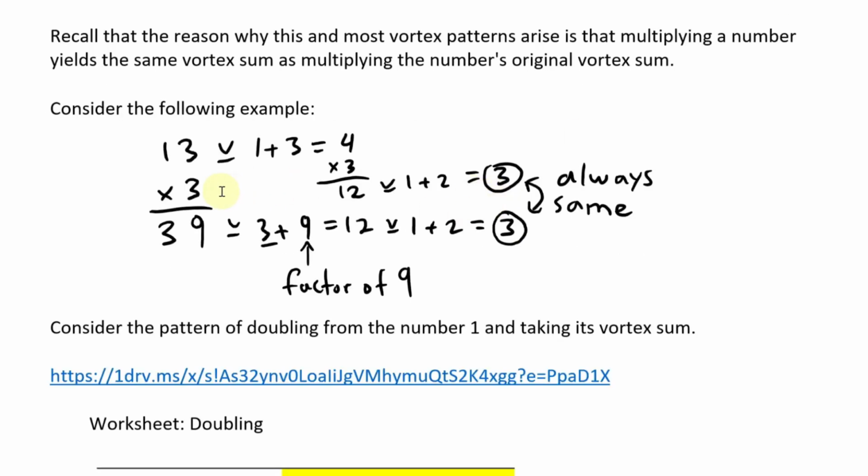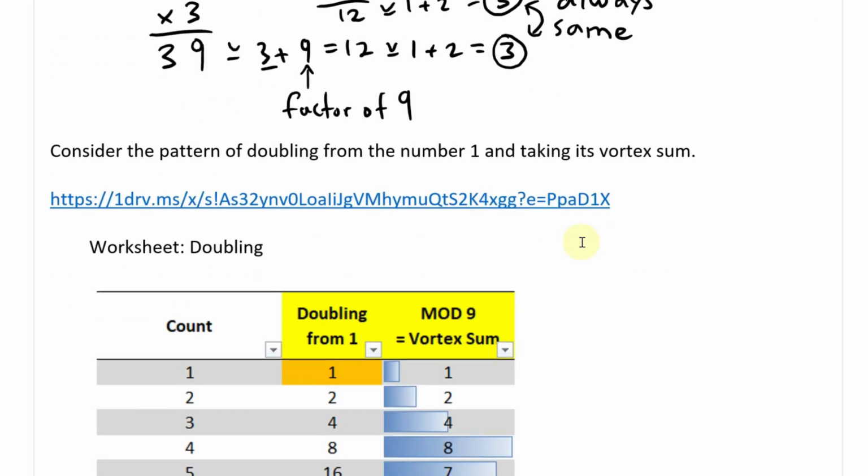So keep this ingrained into your brain. If you have the number 13 or any number, take its vortex sum, for example 4. If you multiply the number or its vortex sum, the resulting vortex sum is the same. So you can take the vortex sum of the number, or just multiply its earlier vortex sum and take the vortex sum, and you get the same thing. Keep that ingrained in your mind, because it'll make things much easier.